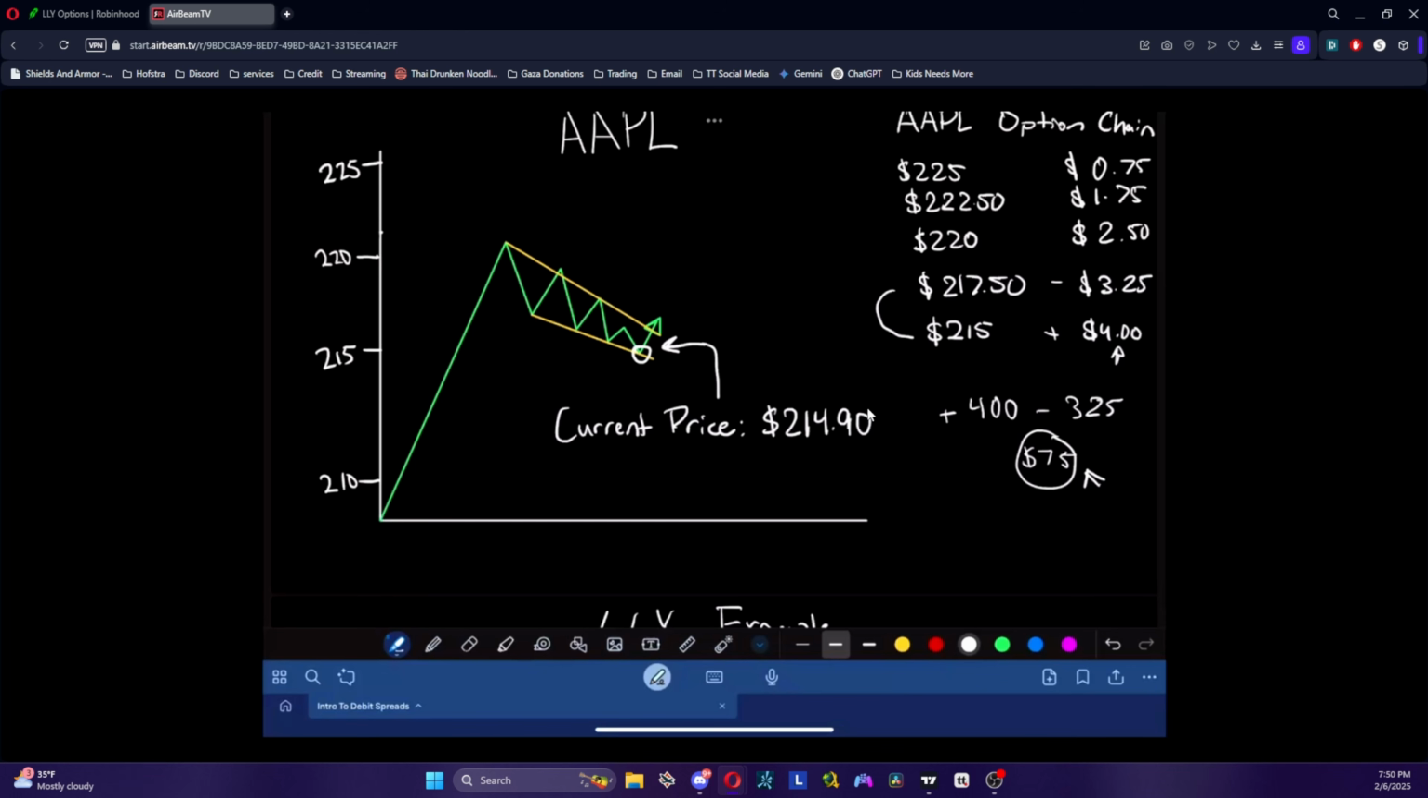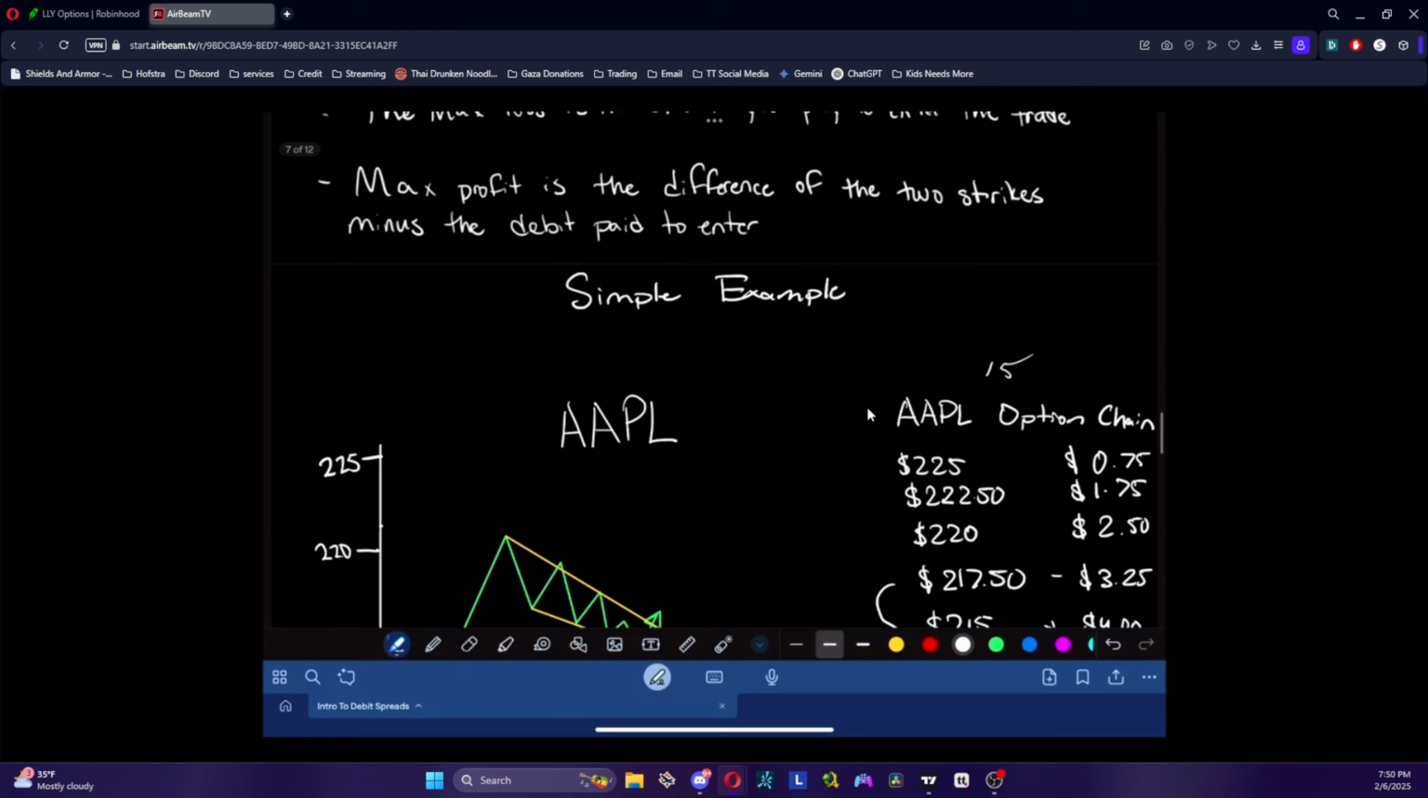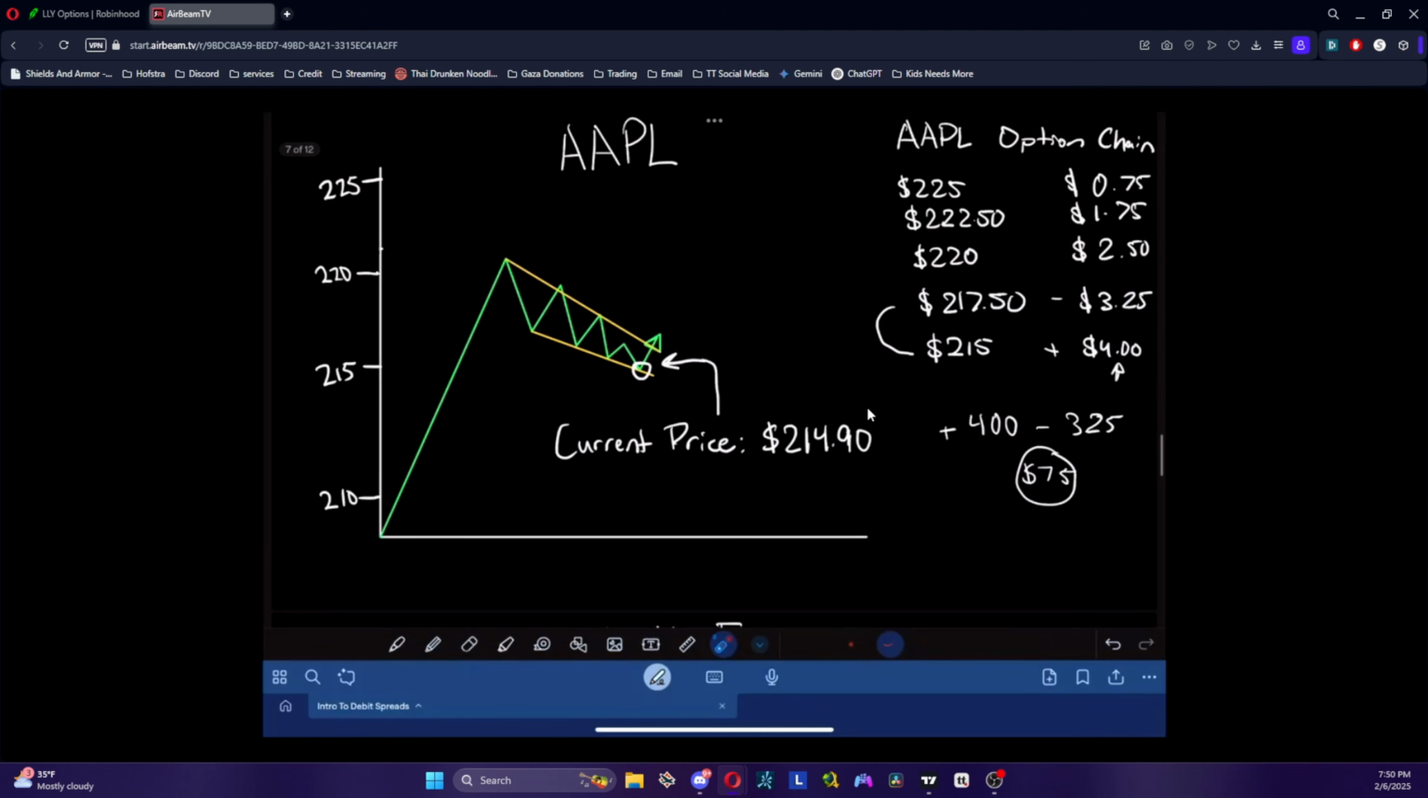Now, what's your max profit? Because I've been nailing in your head that the profits are capped. So if we scroll back up right here, the max profit is the difference between the two strikes that you're trading minus the debit you paid to enter. This is very simple to understand. So if you take the two strikes, which are 215 and 217.50, we take 217.50 minus 215, right? That's obviously $2.50. And since we're dealing with options, you always have to times it by 100.